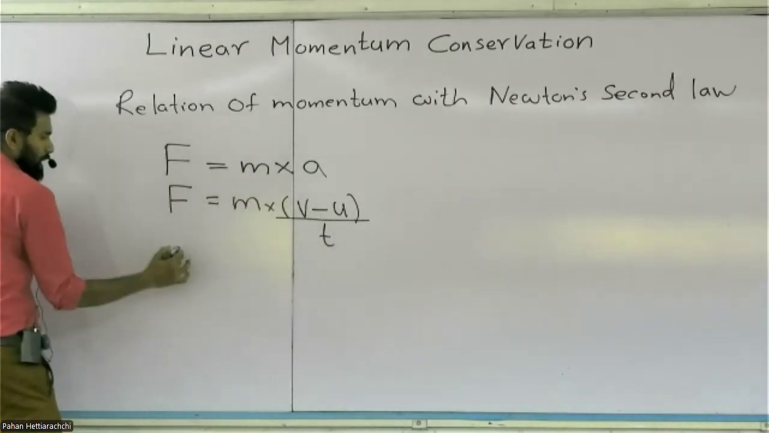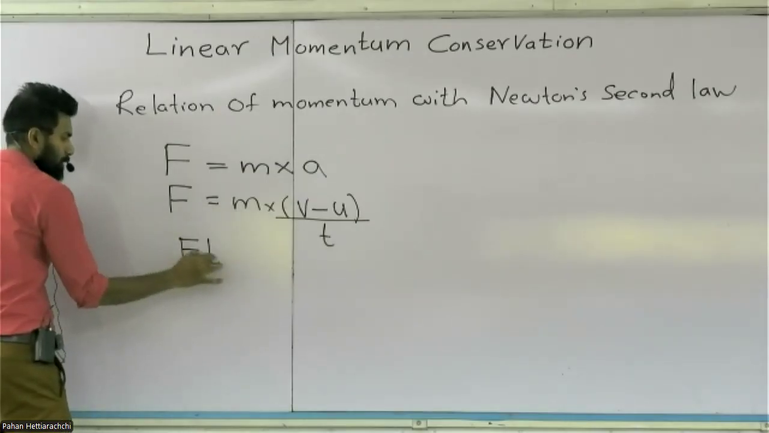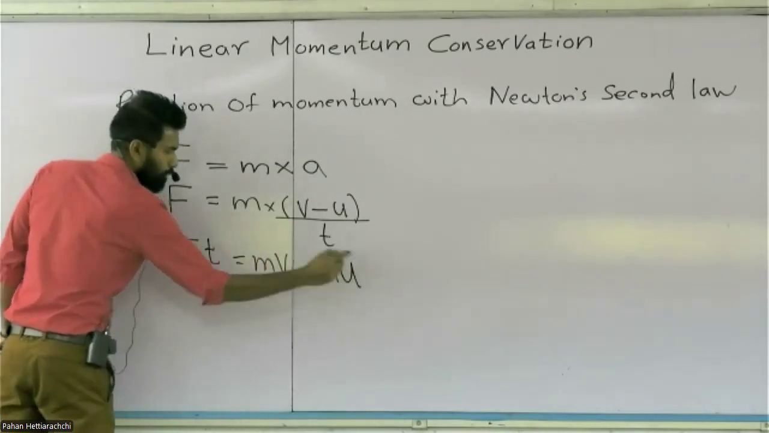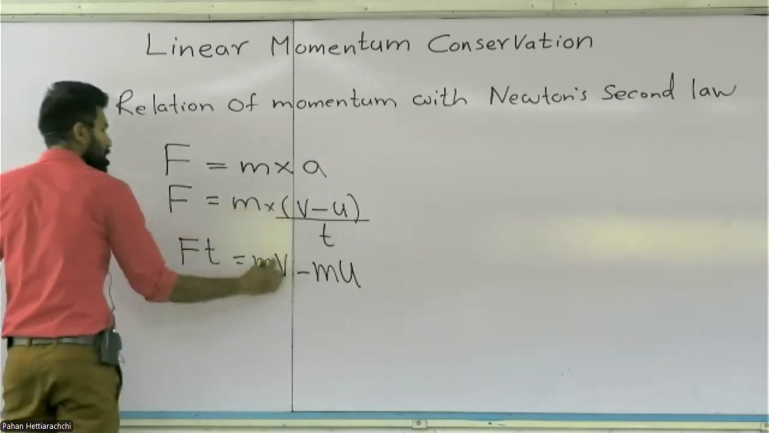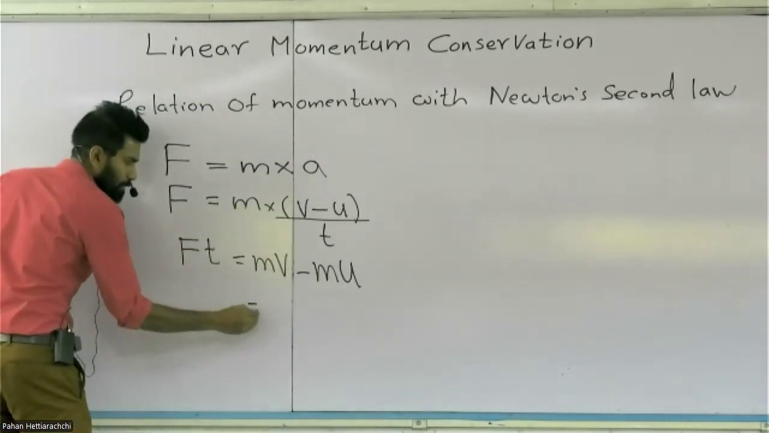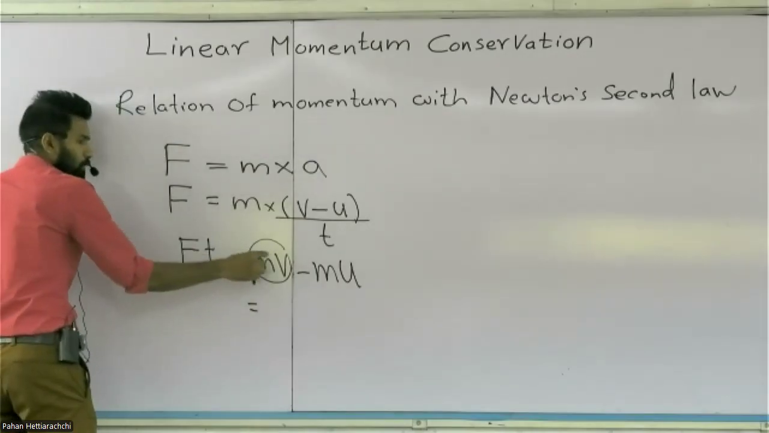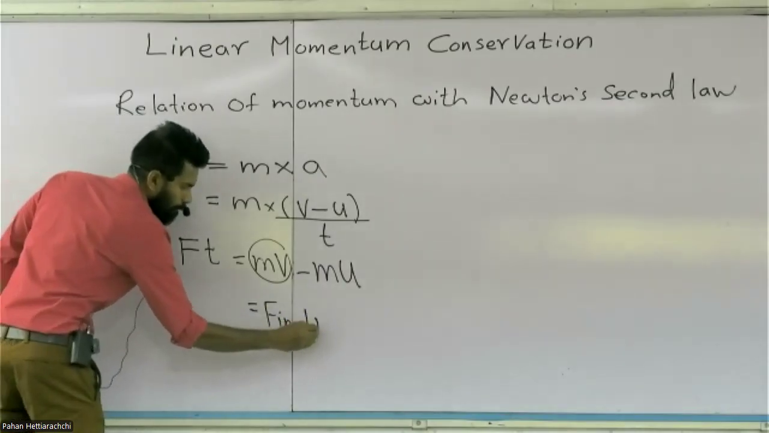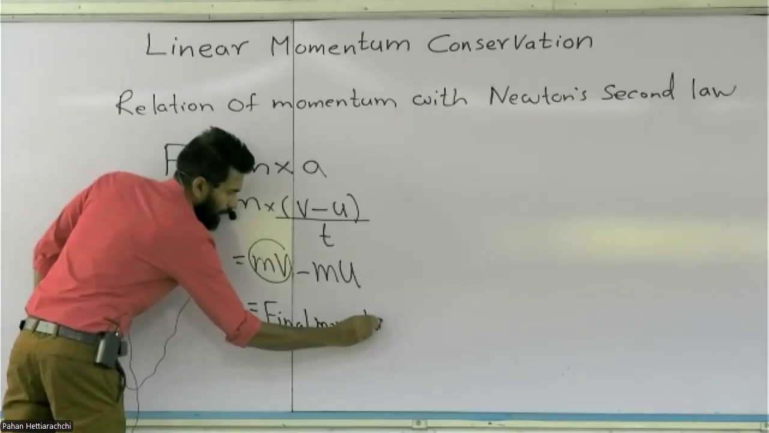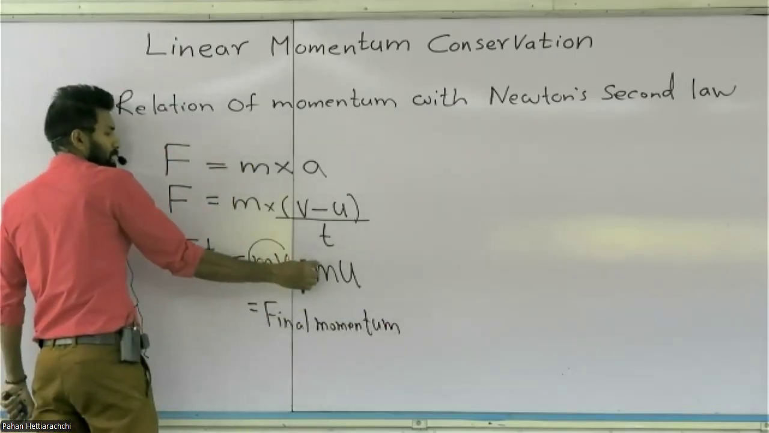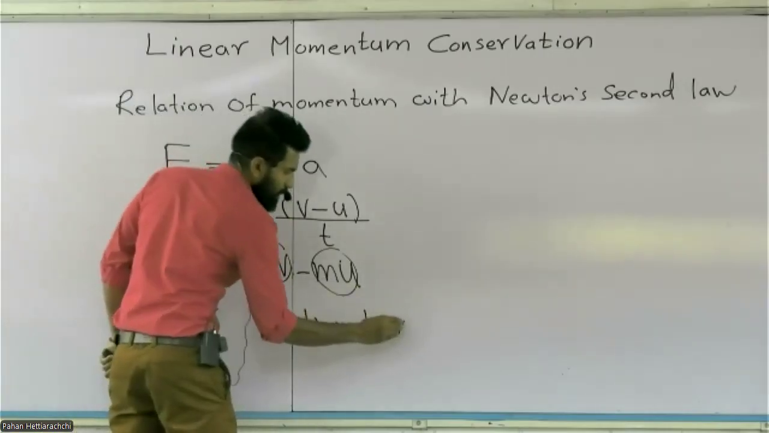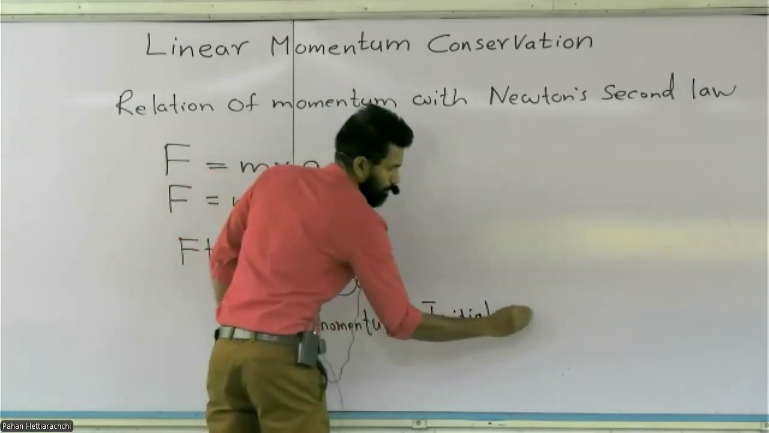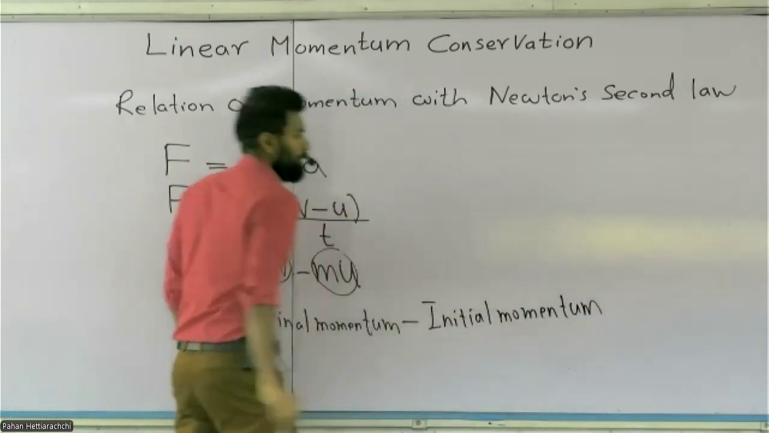I'm multiplying t to this side. Ft is equal to mv minus mu. So what is this mv? Mass into final velocity. It will give you the final momentum. So what is this mu? Mass into initial velocity. It is the initial momentum.